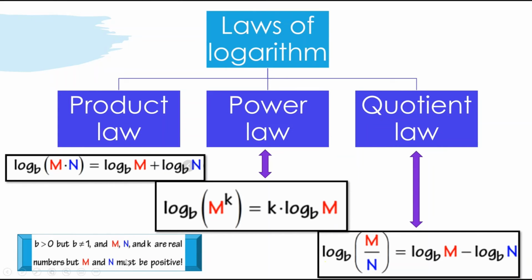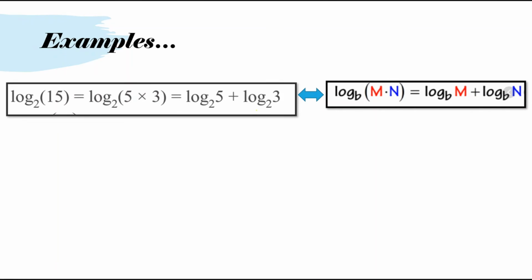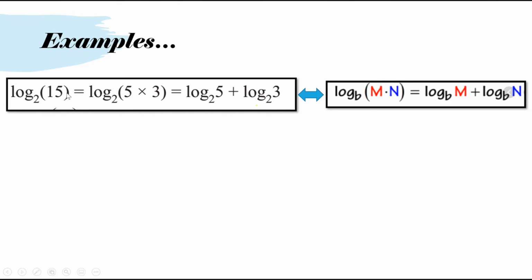Okay. So more examples here of the product law: you can see that here the argument is taken as 15 and the base is taken as 2. So 15 we can write as a product of 5 times 3. So here we can say log of 5 with base 2 plus log of 3 with base 2. So this is just an example of how the logarithmic product law can be applied.